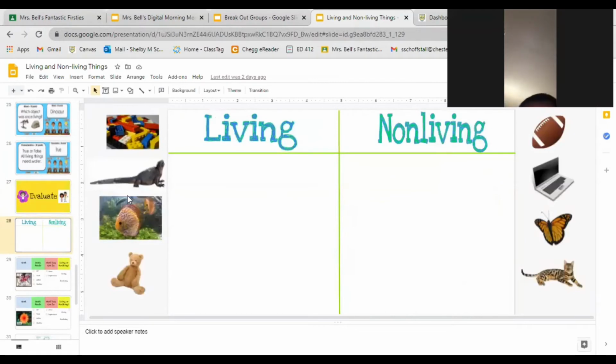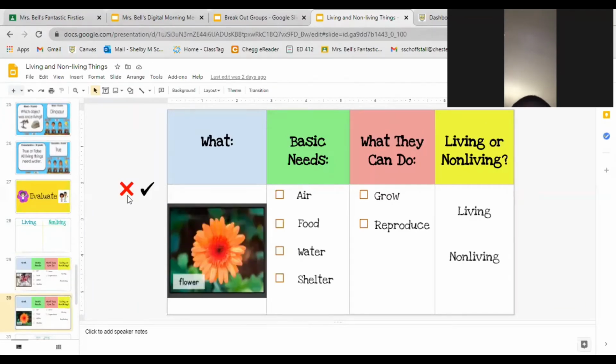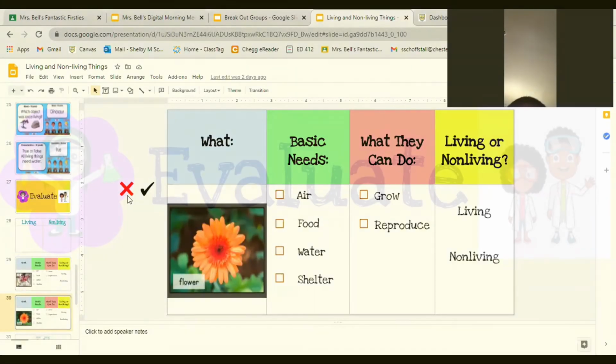We represented living and non-living things, and we didn't have a problem putting them in the wrong spot because we did it all right. We did a check mark and an X mark, and a bike doesn't need those, and a flower gets a check mark.